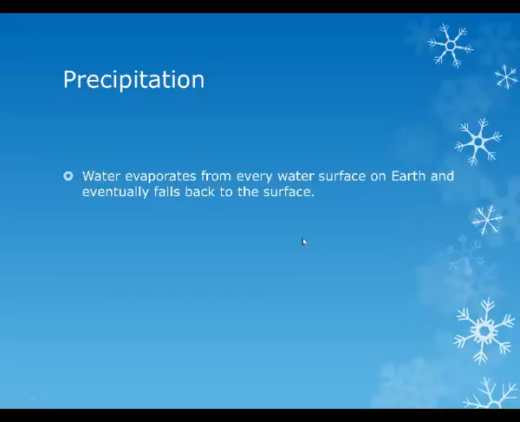As we know, water evaporates off of all surfaces on our planet. Eventually that water condenses, forms clouds, and as condensation droplets get larger and larger, they eventually become so heavy that gravity can pull them down. We call this precipitation. So eventually all water makes it back to the surface of our planet.